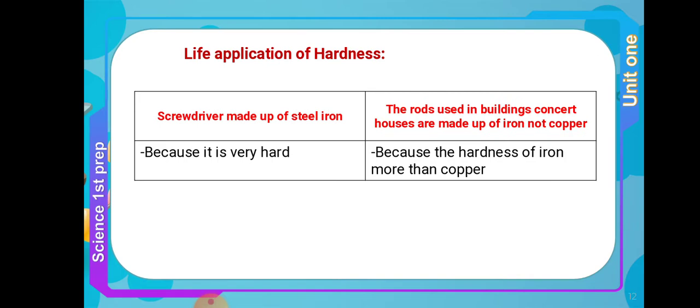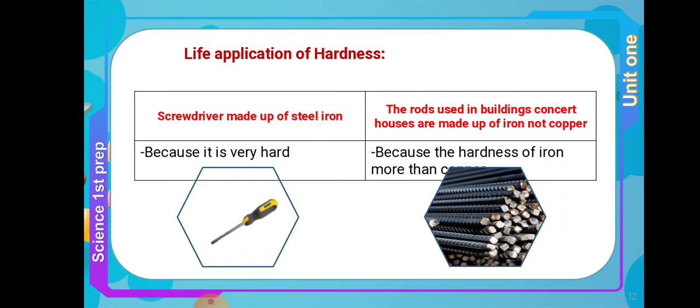Let's study life applications on hardness. Screwdrivers are made of steel iron. Why are screwdrivers made of steel iron? Because it is very hard. The rods used in building concrete houses are made of iron, not copper, because the hardness of iron is more than the hardness of copper.